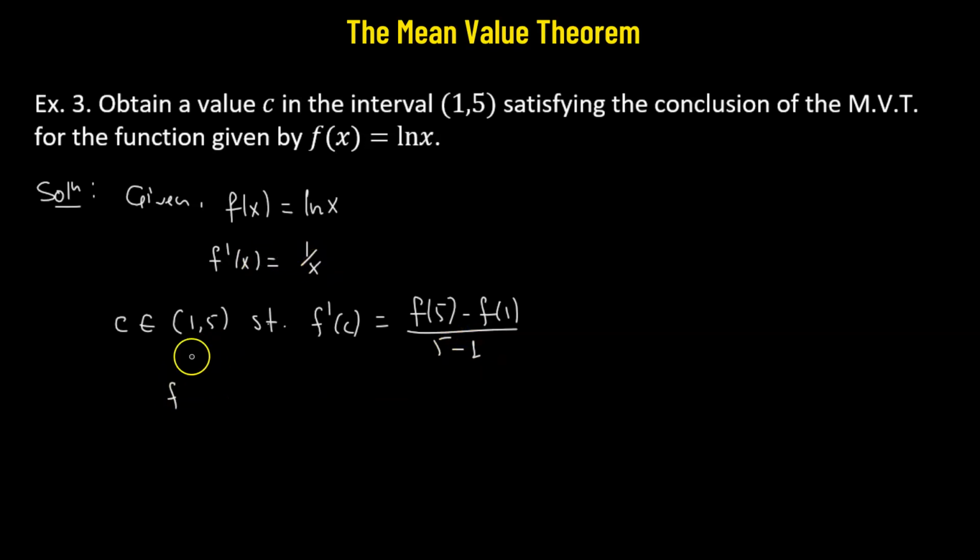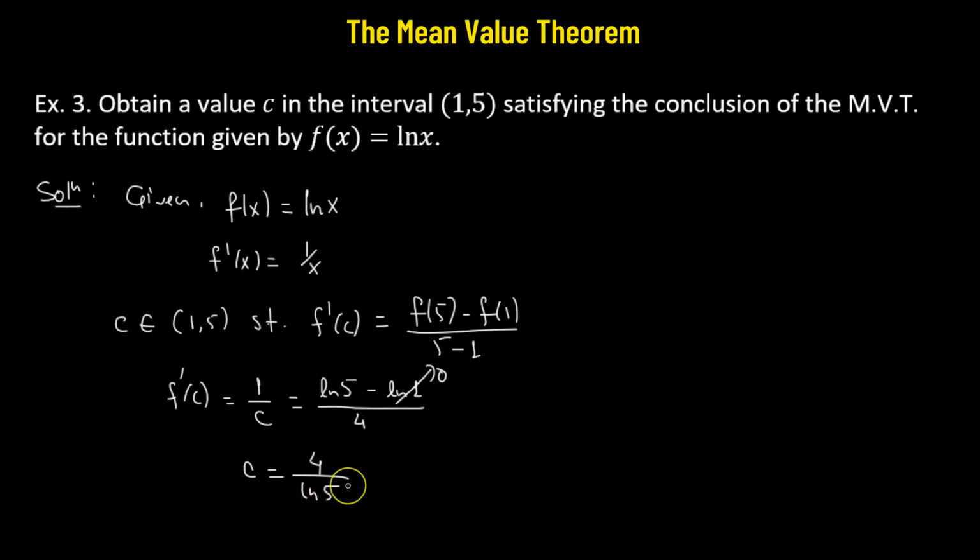Since f prime of x is 1 over x, f prime of c will be equal to 1 over c. And this value is equal to f of 5 minus f of 1 over 5 minus 1. So f of x is log of x. So we have natural log of 5 minus natural log of 1 divided by 5 minus 1, which is 4. Now, natural log of 1 is always 0. So we have c equals 4 divided by natural log of 5. So let's find this value. This is approximately 2.49. And it also belongs to the interval 1, 5.